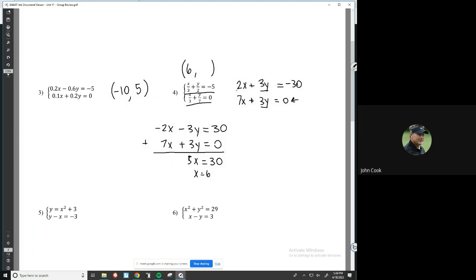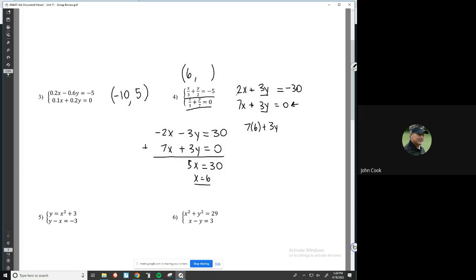So let's see here. My x value is 6, so it'd be 7 times 6 plus 3y equals 0. 7 times 6 is 42. If I subtract 42 from both sides, I get 3y is equal to negative 42. And I'm pretty sure that if I divided that by 3, I'd get y is equal to negative 14. So that gives me my y value, negative 14. And if you wanted to, you could go back and plug that solution, that ordered pair, in either of these equations, like maybe that one, and I bet that you'd get negative 5 as your result.